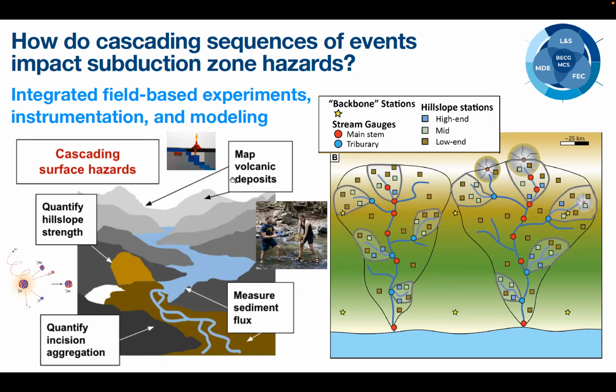And so this array really needs to be accompanied by other measurements, such as the mapping of volcanic deposits by volcanologists, geomorphologists, and structural geologists. You need to measure sediment flux. The SURF array can do that, but you also need to quantify hill slope strength and work with geophysics of granular materials type scientists. And you need field geologists to go out and quantify incision and aggradation.